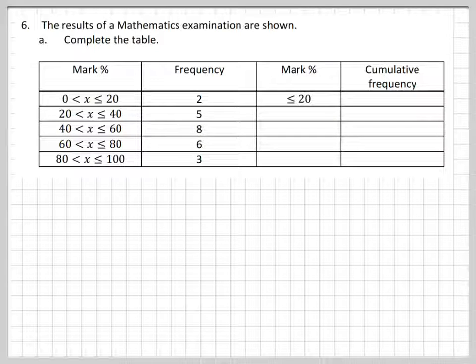In order to draw the cumulative frequency graph, we consider all the people less than 20 is going to be equal to 2. All the people less than 40 is going to be 2 plus 5, so that's 7. All the people less than 60 is going to be 2 plus 5 plus 8, which is going to be 15. All the people less than 80 is going to be 2 plus 5 plus 8 plus 6, which is 21. And all the people less than 100 is going to be 2 plus 5 plus 8 plus 6 plus 3, which is 24. So there were 24 people altogether.